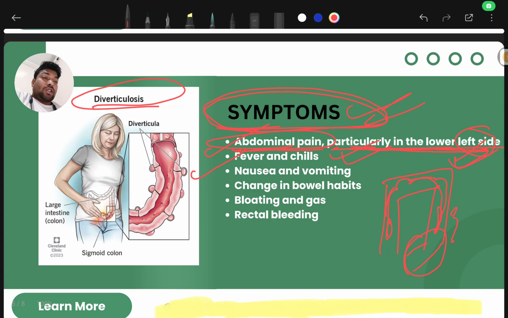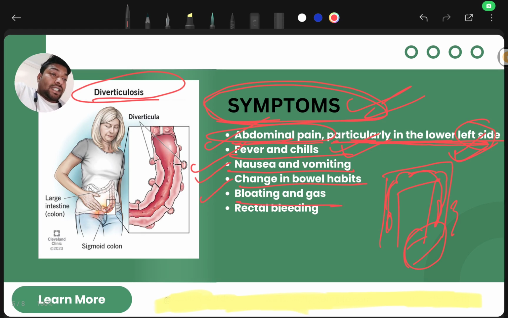Okay, now the next is fevers and chill, and nausea and vomitings. Similarly, change in bowel habits, okay, bloatings and gas can be created. Also rectal bleeding, as there is infections, inflammations, or also the different abscesses are formed, which leads to injury of the wall of the colon, and which further leads to rectal bleeding.